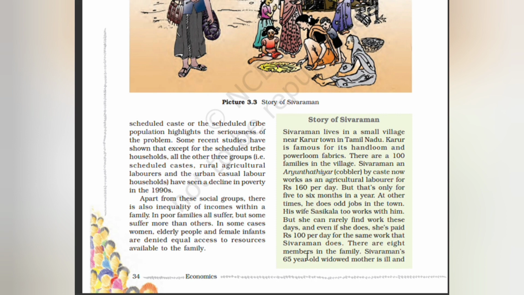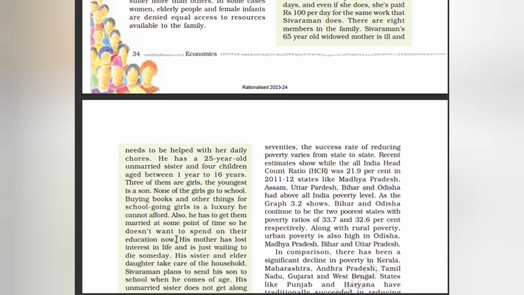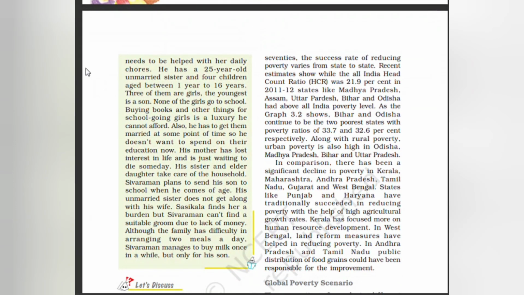There are 8 members in the family. Shivaraman's 65-year-old widowed mother is ill and needs to be helped with her daily chores. He has a 25-year-old unmarried sister and 4 children aged between 1 year and 10 years. 3 of them are girls, the youngest is a son. None of the girls go to school. Buying books and other things for school-going girls is a luxury he cannot afford. Also, he has to get them married at some point of time, so he does not want to spend on their education now. His mother has lost interest in life and is just waiting to die someday.